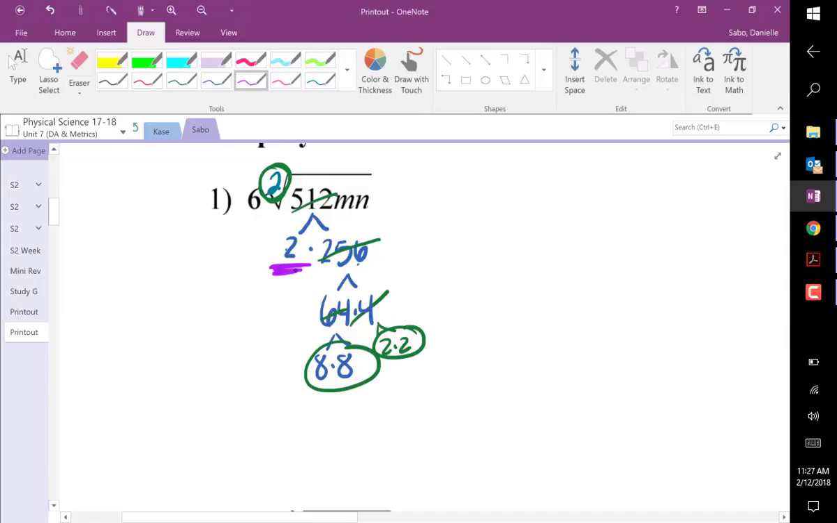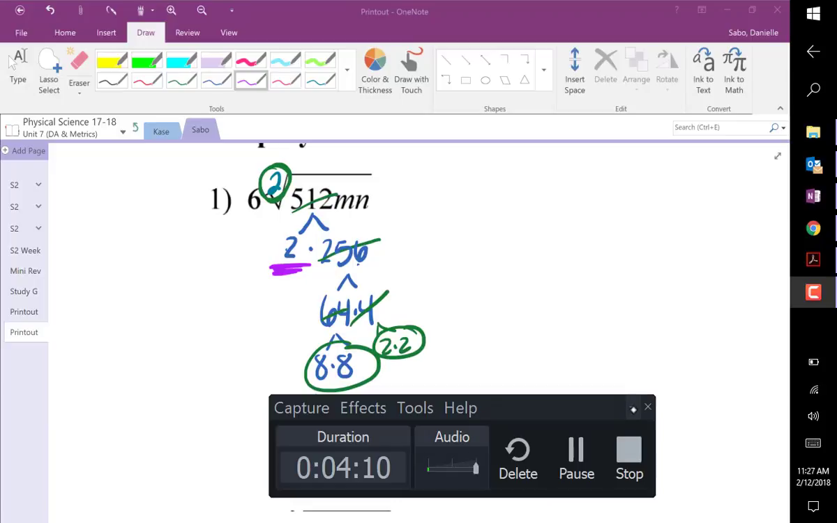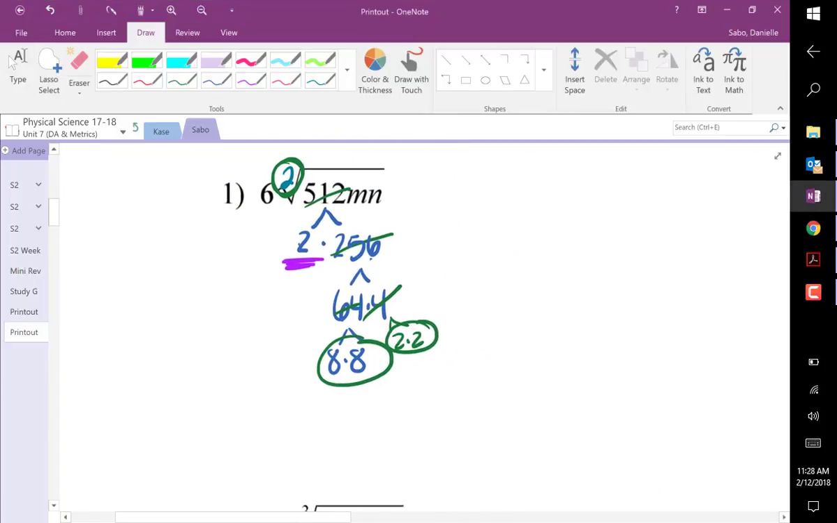Does anyone know why 256 broke down all the way? It's because it's a perfect square. The square root of it is 16. Did I press the button? I did. Okay. So now let's talk about what this means.